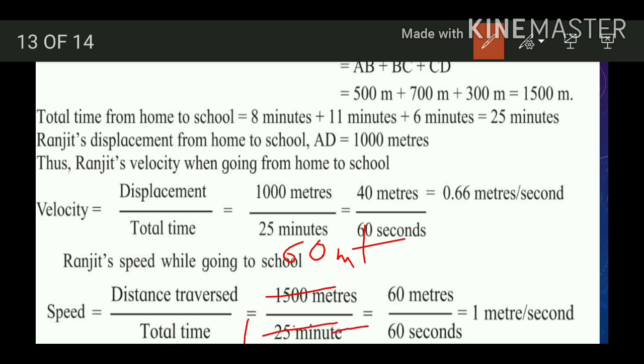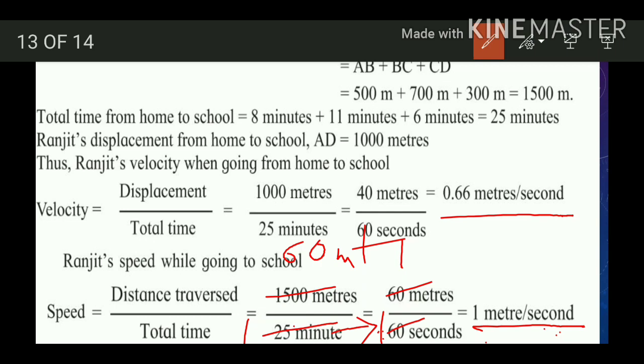1 minute again converts into 60 seconds. It means 60 meters in 60 seconds. So try to find out, if 60 meters in 60 seconds, how many meters in 1 second? Very simple. 60 ones are 60 and 60 ones are 60. So 1 meter in 1 second. So the answer is 1 meter in 1 second. This is the speed. 1 meter in 1 second. And let's find out, velocity is different: 0.66 meter per second. So children, you got what is the difference between velocity and speed?